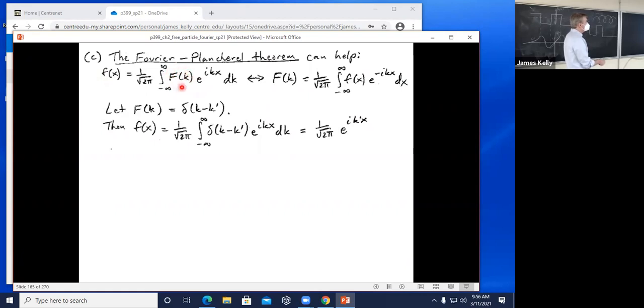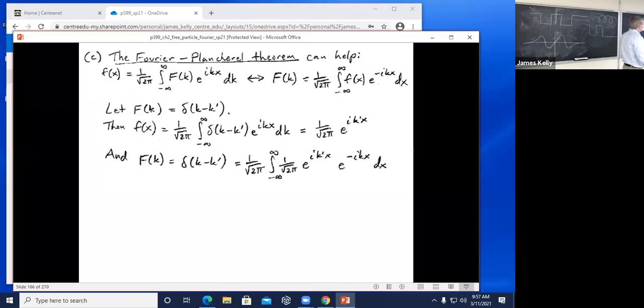Let's put in a delta of k minus k prime there. Hey, that's nice. If I have a delta function sitting next to a perfectly valid continuous function, I know how to do that integral. It's my favorite integral to do because I don't have to know anything about calculus. All I do is evaluate this function at k equals k prime. That's how you do integrals with deltas under them. And therefore, let's go back to this expression where I chose f of k as delta function. Delta of k minus k prime is equal to, well, we just found out that f of x is this. So I'm going to put that f of x under here. When I put that f of x under here, I get this relationship.